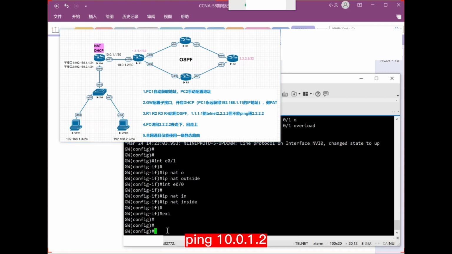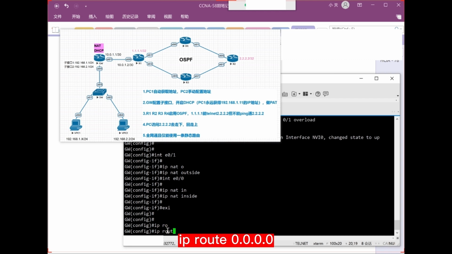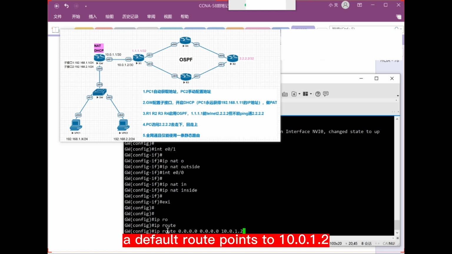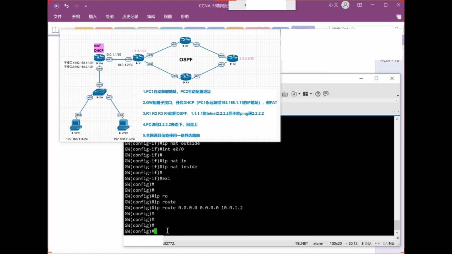Ping 10.0.1.2. Now, first of all, there must be a route pointing out. IP route 0.0.0.0 0.0.0.0. A default route points to 10.0.1.2.